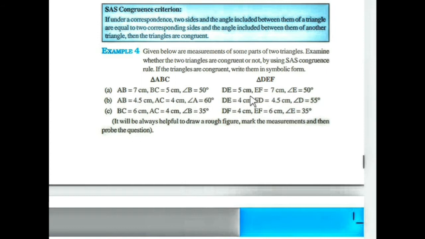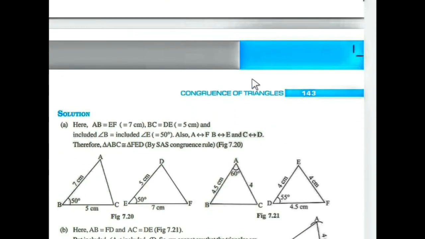So both these are of equal measure. Here BC equal to 5 cm and DE equal to 5 cm. So BC and DE are of equal measure. Angle B is 50 degrees, angle E is 50 degrees. So these two are of equal measure. Okay, so let us see further.